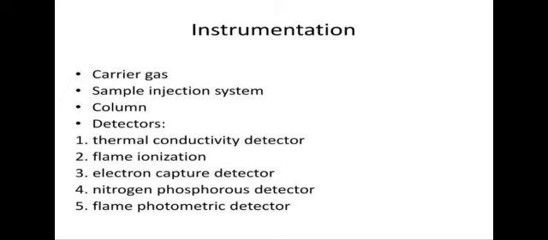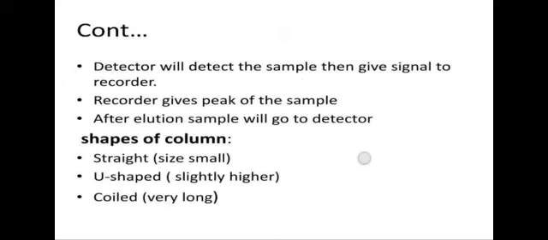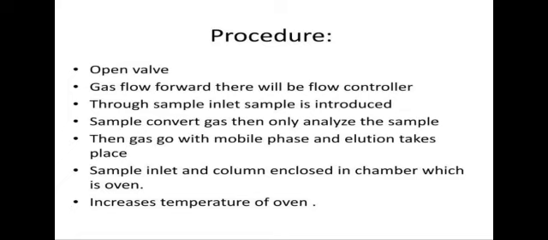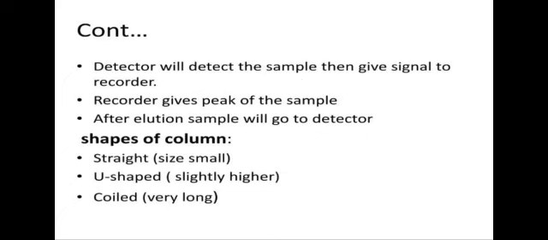Next, the readout is mentioned in gas chromatography. In short, the procedure of gas chromatography: first, open the gas flow forward. There is a flow controller. Through the sample inlet, the sample is introduced. The sample is converted to gas, and only then is it analyzed. Then the gas goes with the mobile phase and elution takes place. The sample inlet and column are enclosed in a chamber, which is the oven. The temperature of the oven is increased. Next, the detector detects the sample, then gives a signal to the recorder. The recorder gives the peak of the sample. After elution, the sample goes to the detector and is recorded.